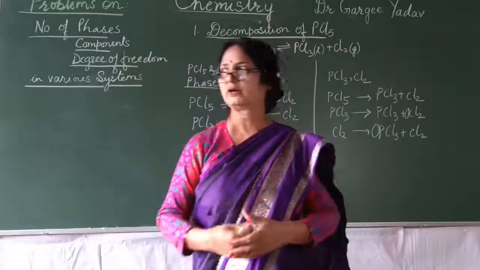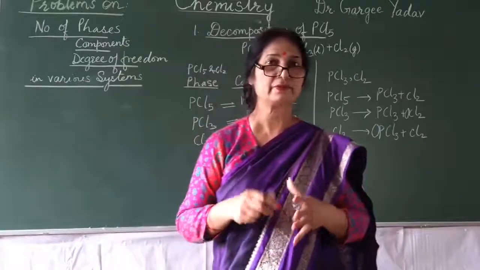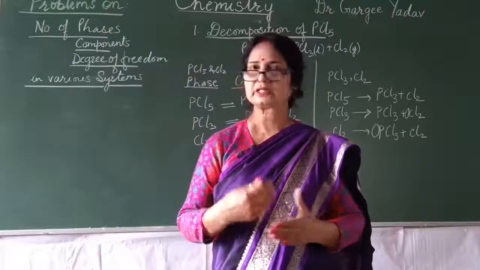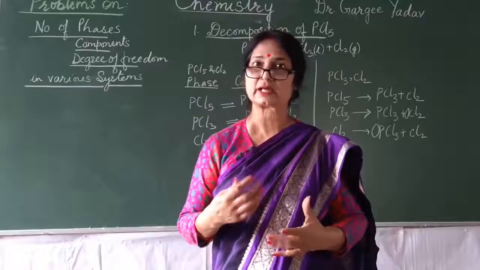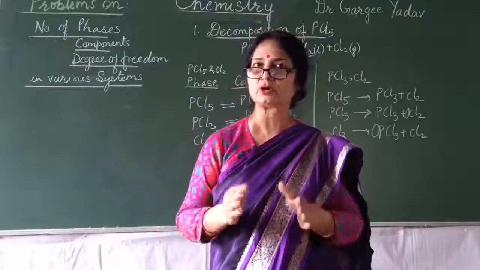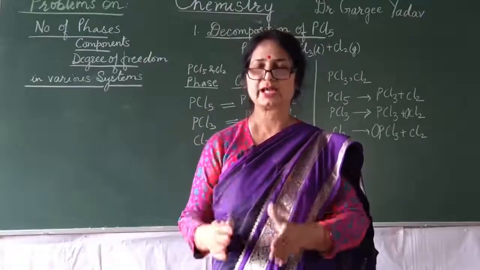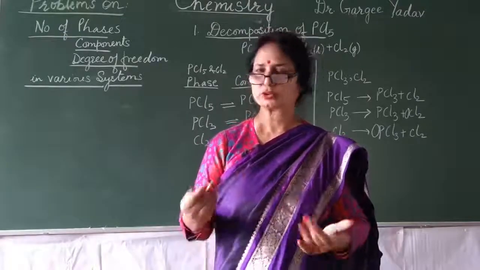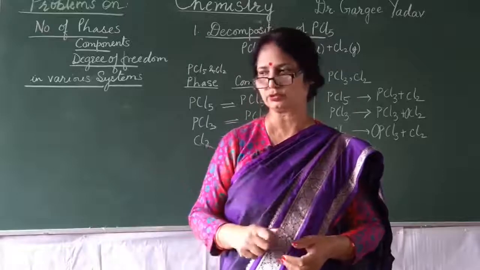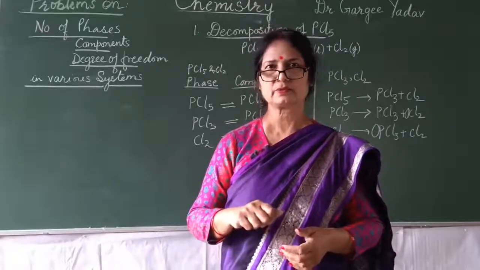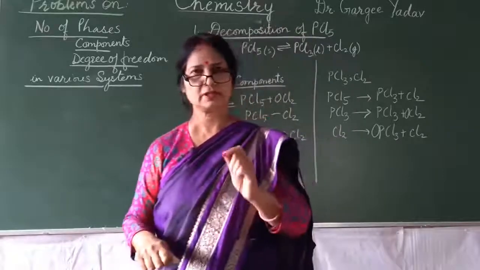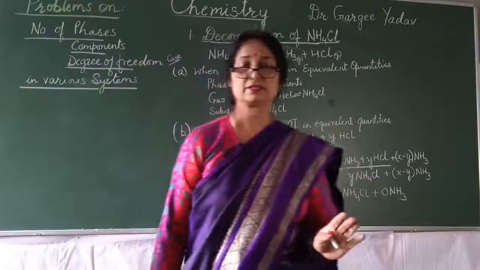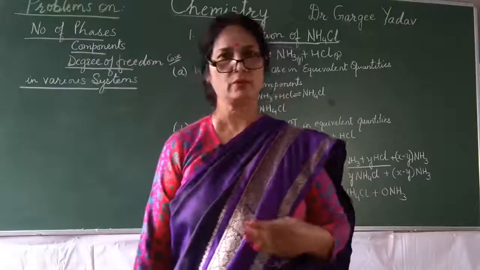Now I will tell you a very interesting example of decomposition of ammonium chloride, and here we will see that it can have 1 component as well as it can be a 2 component system also, depending on the quantities of the NH3 and the HCl which are produced by the decomposition of ammonium chloride. So let me rub it and I will show you the decomposition of ammonium chloride and the number of phases and the number of components. So now let's come on to a very interesting example of decomposition of ammonium chloride.